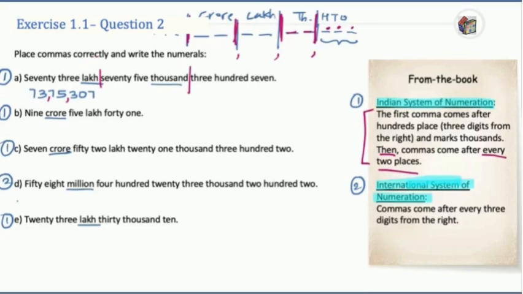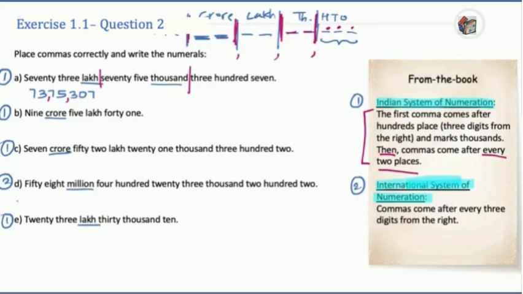Now once we've done that, the rest of the parts are going to be really quick. Just see how. B part, 9 crore 5 lakh 41. This time I see a lot of gap here, definitely. I hope you do too. I know 9 crore, I know I have 2 spaces for my crore place to go from 1 crore to 99.